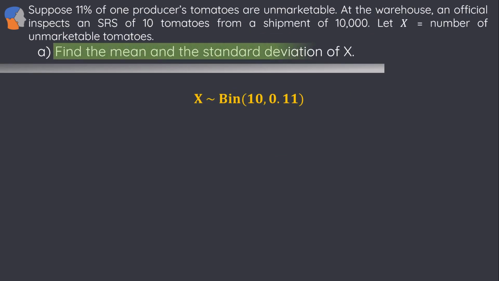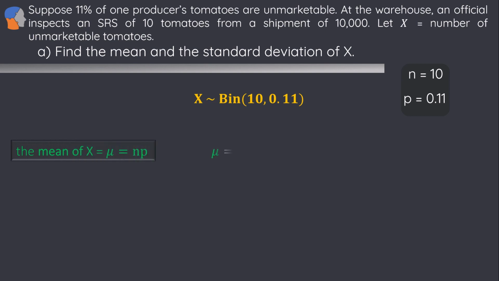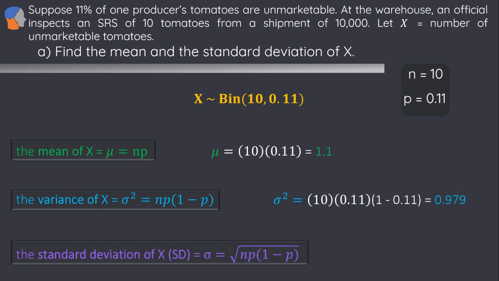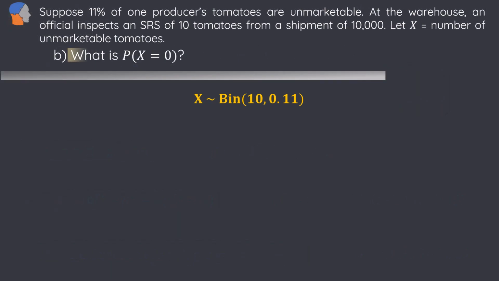Find the mean and the standard deviation of X. We know that n is 10 and the success probability p is 0.11. Now we can find the mean. The mean of a binomial random variable is n times p. The variance of a binomial random variable is np times (1 minus p). The standard deviation is the square root of the variance. Here, 0.989.